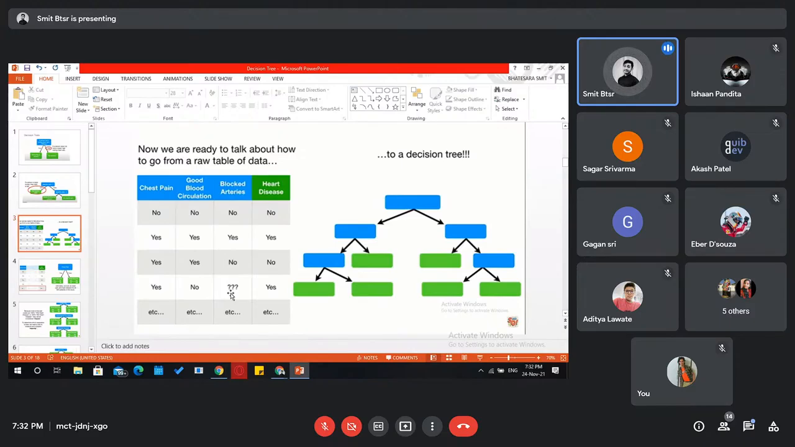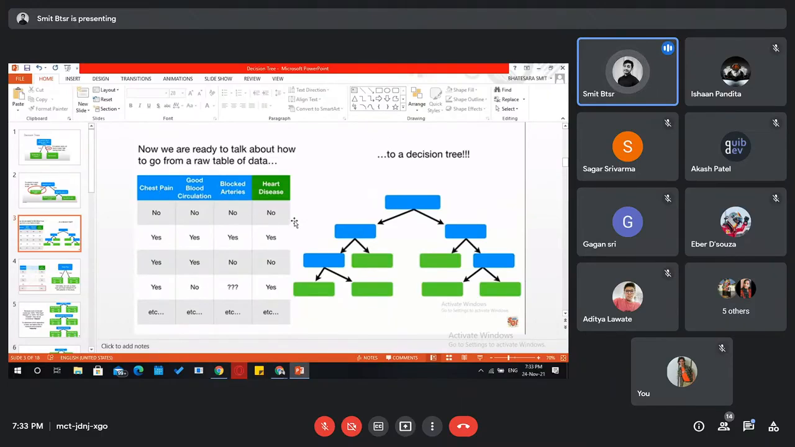So we cannot interpret all the patients and just decide that if you have this, then you will have this. We cannot tell on a single basis that if you have chest pain, then you will have heart disease. We have to see the relationship between heart disease and all these three attributes. We have to check the relationship between heart disease and chest pain, and similarly with blood circulation and blocked arteries, right?